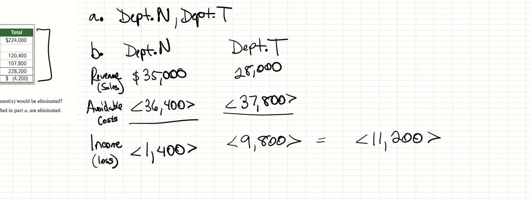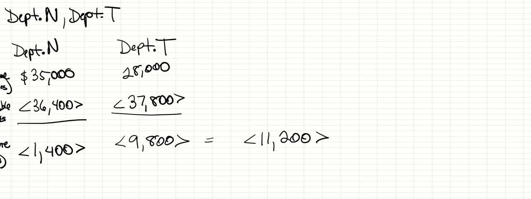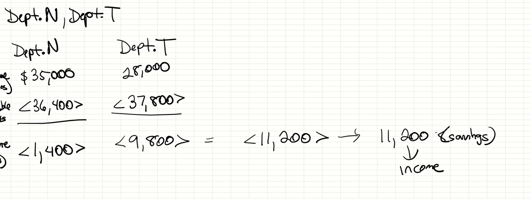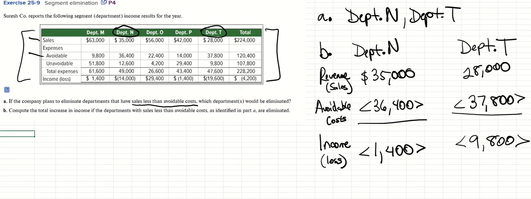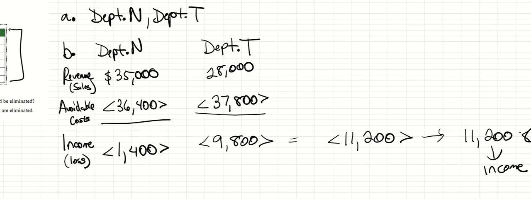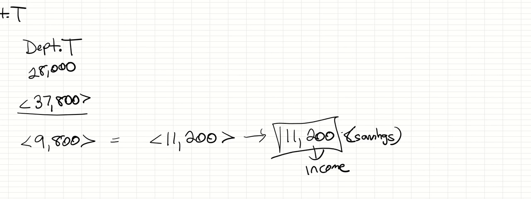If they decide to keep these departments, it would be a total loss of $11,200. But if they decide to eliminate these two departments, this $11,200 just becomes positive. It'll be an income of $11,200. This will be a benefit, something they will have in savings, so I put savings here. This does reflect income. So letter B, compute the total increase in income if those two departments were eliminated: the amount here is $11,200.